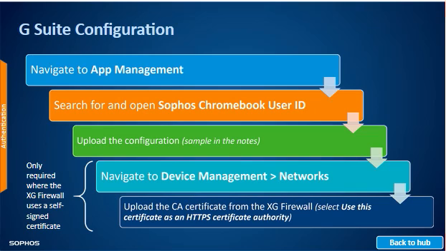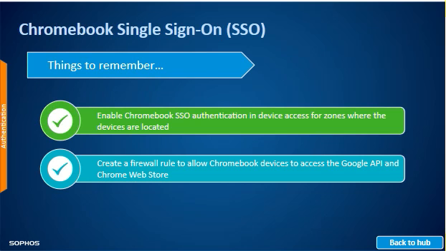If the XG Firewall is using a self-signed certificate, you will also need to upload the CA certificate in Device Management Networks, selecting the option Use this certificate as an HTTPS certificate authority. A couple of things to remember. You will need to enable the Chromebook SSO service in device access for the zones where the devices are located. You will also need to create a firewall rule that allows the Chromebooks to access the Google API and Chrome Web Store.